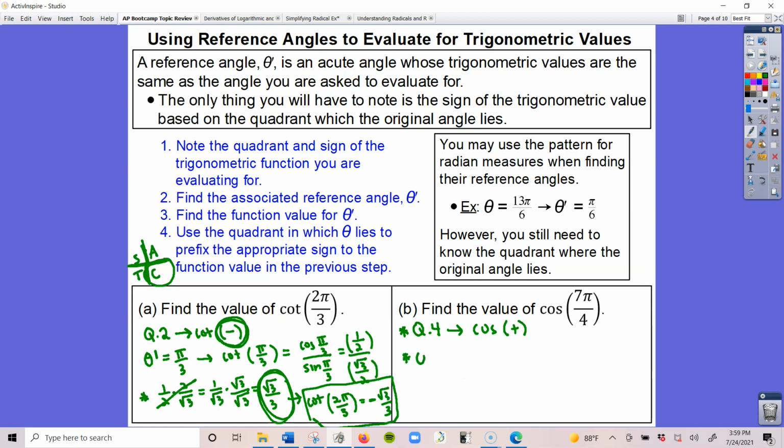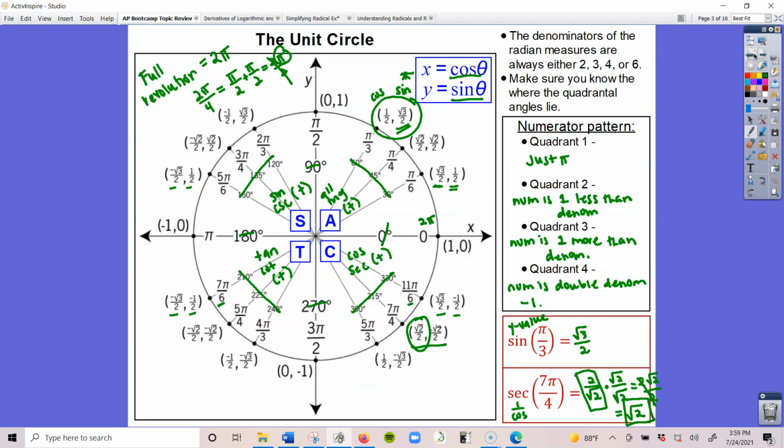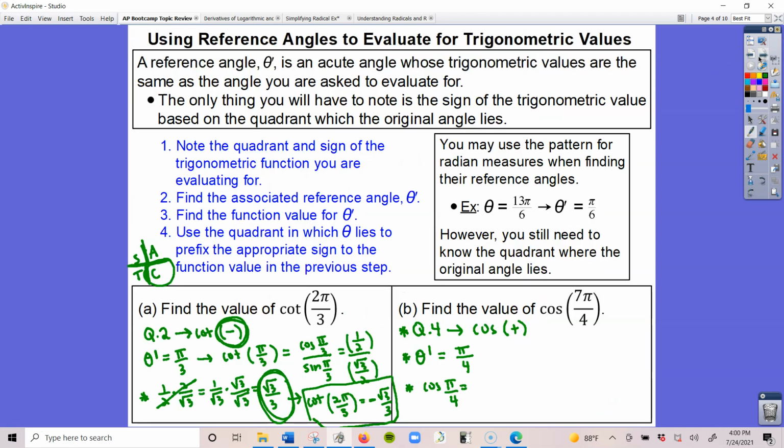Our reference angle is going to be pi over the denominator, which is 4. So pi over 4. Now I'm going to find the cosine of pi over 4. If I look back at my unit circle, anything over 4, what's nice is that cosine and sine are the exact same values: square root of 2 over 2 for both cosine and sine. So the cosine of pi over 4 is the square root of 2 over 2.